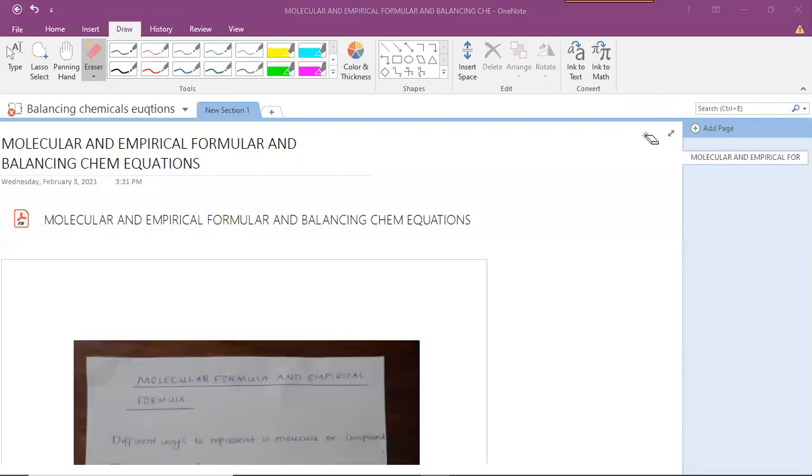As I was reviewing your past papers for chemistry, I realized that there is something very important that I have to teach you before you can understand chemistry even further, which is the topic of what's a molecular formula, what's an empirical formula, and how can we balance chemical equations.